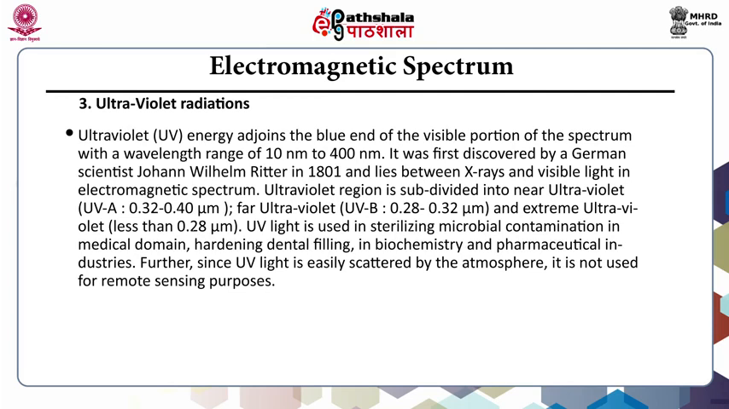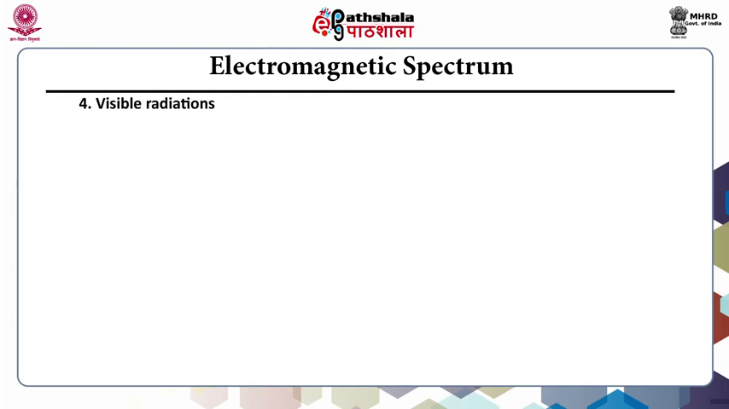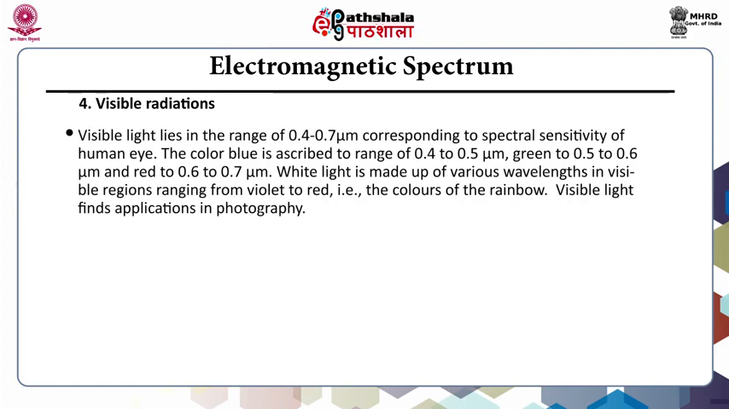Ultraviolet light is used in sterilizing microbial contamination in the medical domain, and in hardening dental fillings in the biochemistry and pharmaceuticals industry. Further, since UV light is easily scattered by the atmosphere, it is not used for remote sensing purposes. Fourth is visible radiation. Visible light lies in the range of 0.4 to 0.7 micrometer, corresponding to the spectral sensitivity of the human eye.